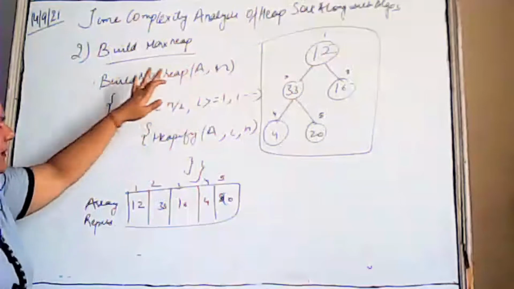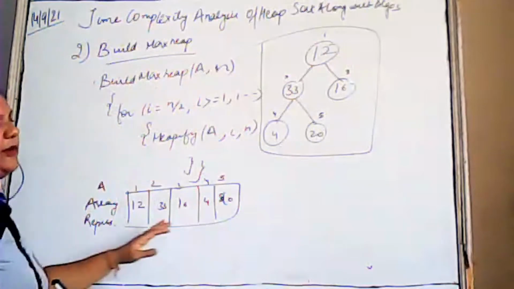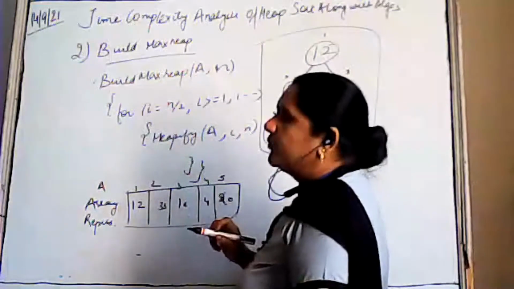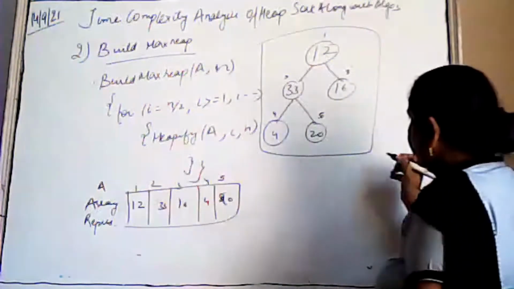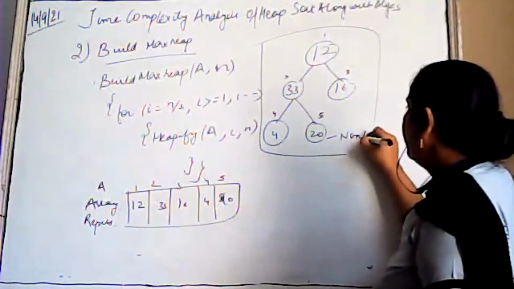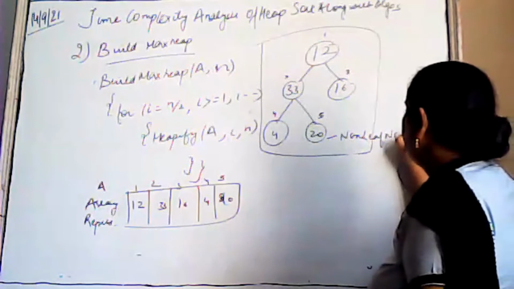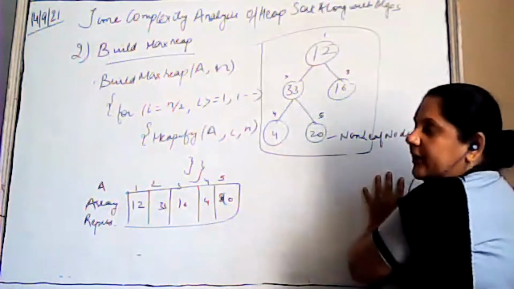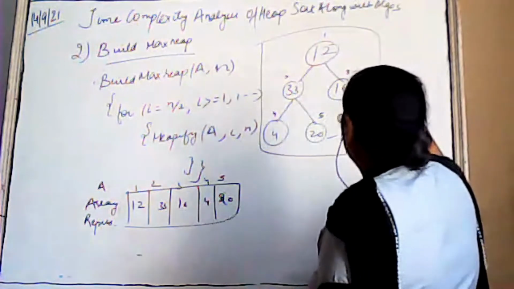For this array, A will be passed and n will be 5, which is the number of elements. Now for i equal to n by 2. Why n by 2? Because these are your non-leaf nodes. The nodes which do not have any children are called leaf nodes.